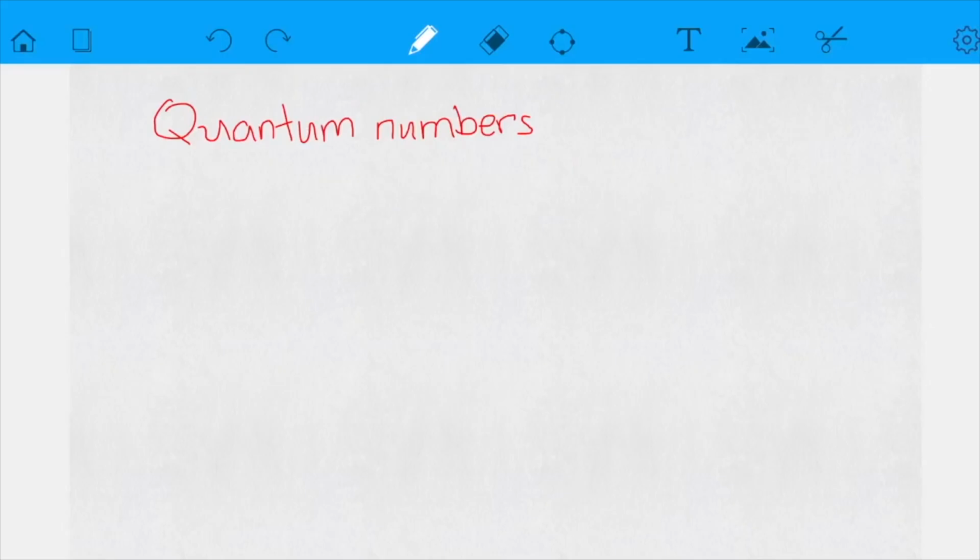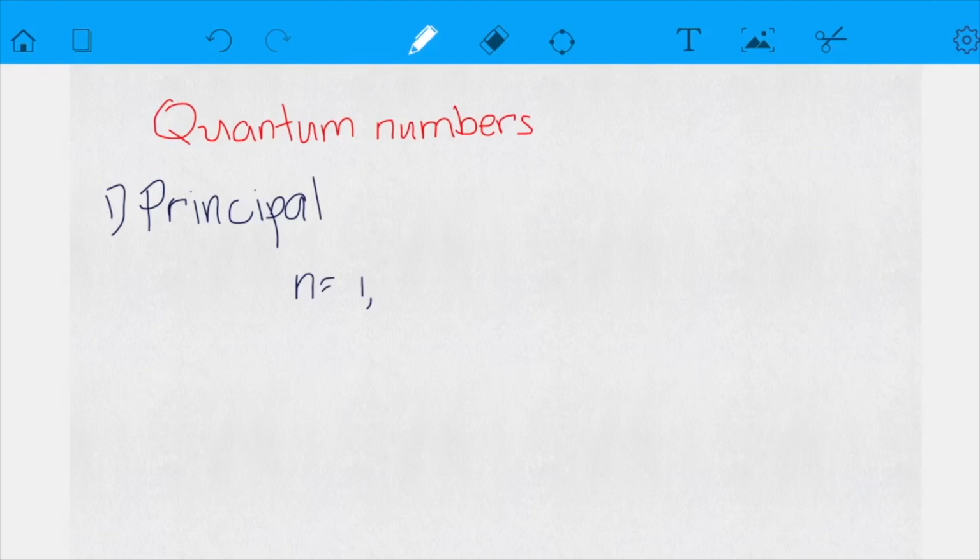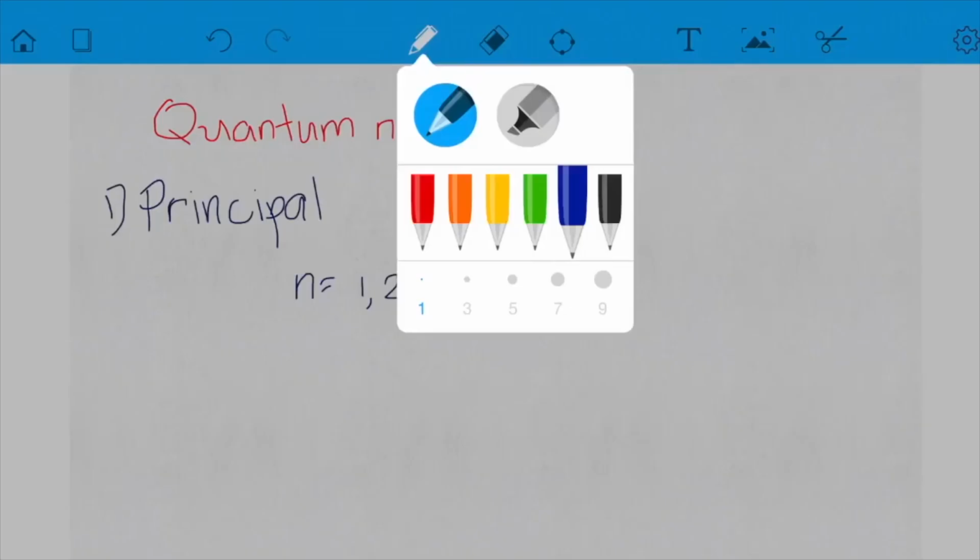So let us talk about the first quantum number, which is the principal quantum number. This specifies the energy of an electron and the size of the orbital. All orbitals that have the same value of n are said to be in the same shell or level. So n is equal to 1, 2, 3, 4, and so on. In other words, n is the energy level in an atom.